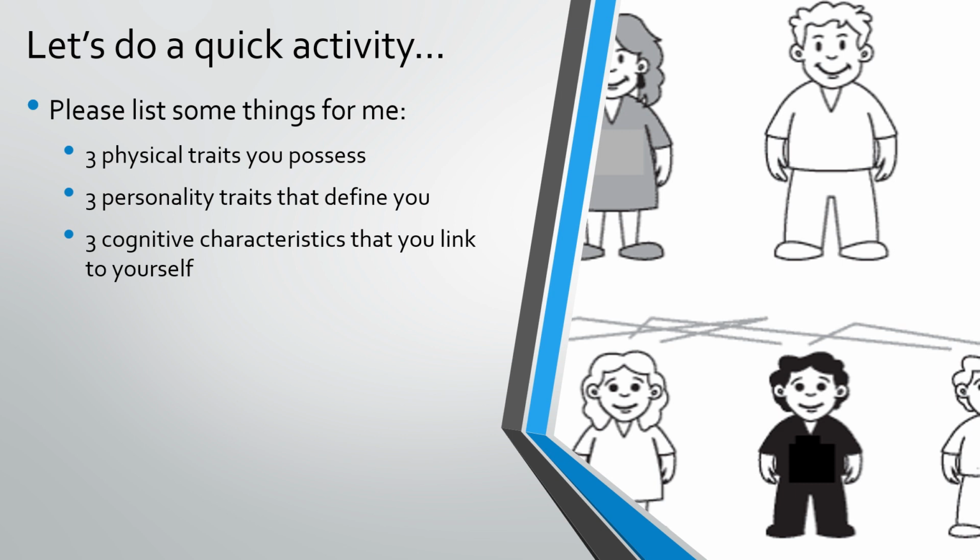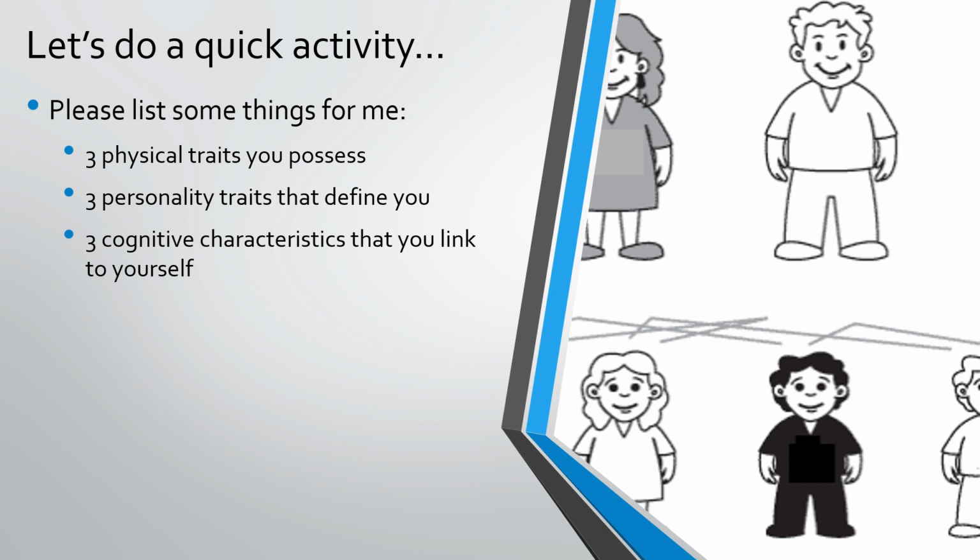Because what I want you to do in this activity is think of some things that really define who you are right now. Think of 3 physical traits that you possess. It could be your height, your speed, your hand-eye coordination, your flexibility, strengths, weaknesses, neutral stuff. It doesn't really matter what they are. I just want you to think of 3 really distinguishable physical characteristics about you.